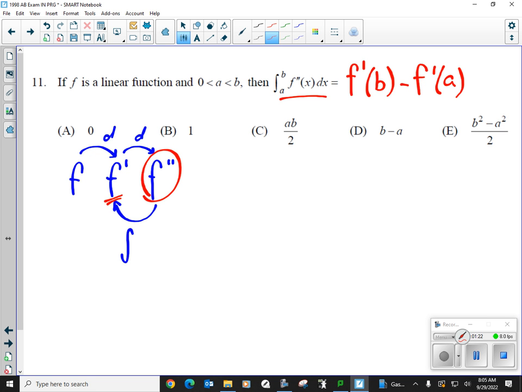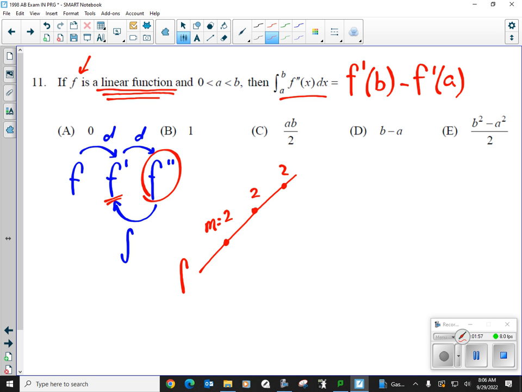Okay? So, are you ready? Here's the thing. It's a linear function. If f is a linear function, the slope is a constant. A line has a slope, meaning right here, let's say the slope is 2. Right here, the slope is 2. Right here, the slope is 2. It is always going to be 2.